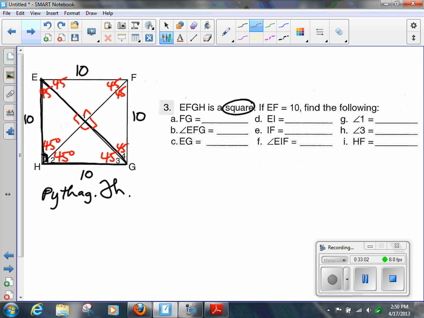But how are we going to find the hypotenuse? We're going to use the Pythagorean theorem. Check this out. Hypotenuse squared is equal to leg squared plus leg squared. What am I trying to figure out? I'm trying to figure out the hypotenuse, so that's my x. What's the length of one of the legs? 10. What's the length of the other leg?